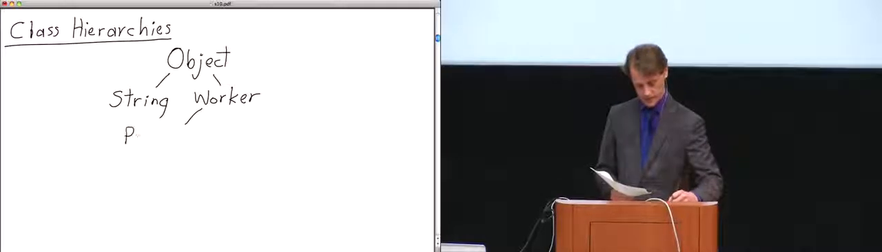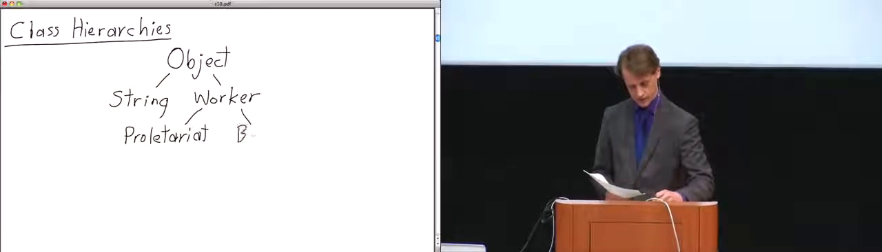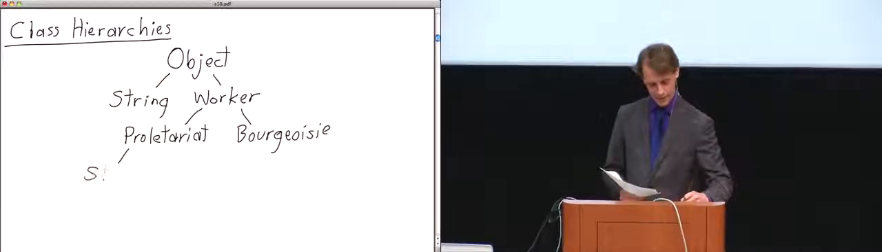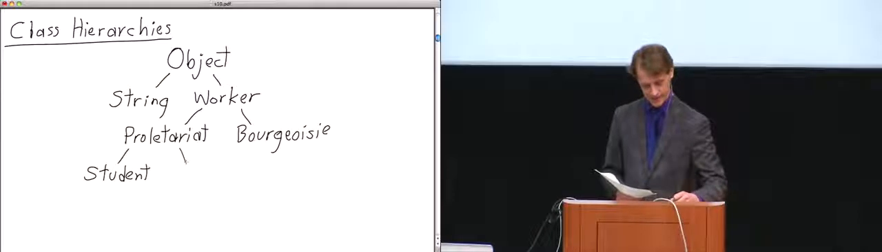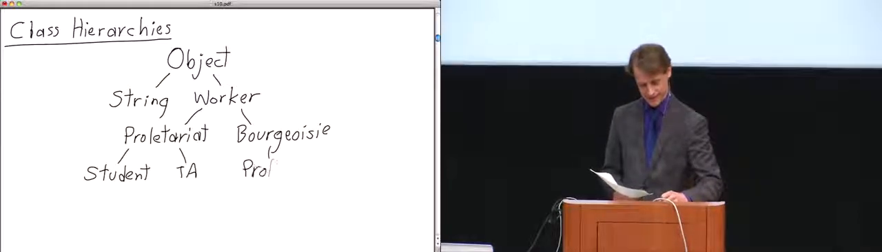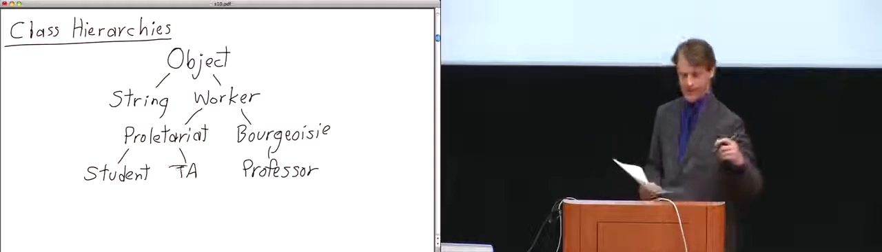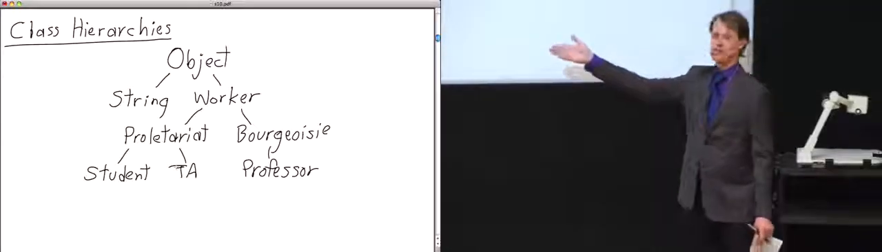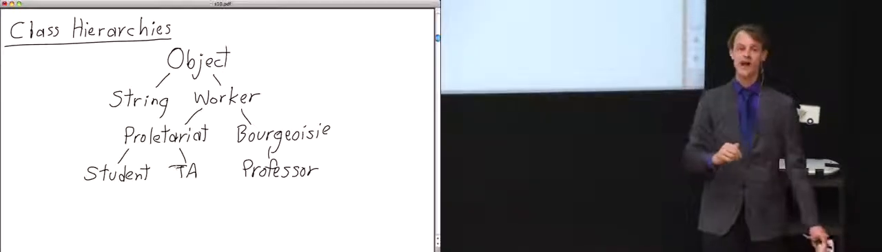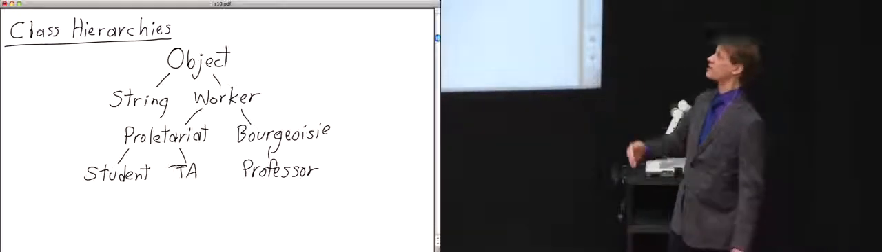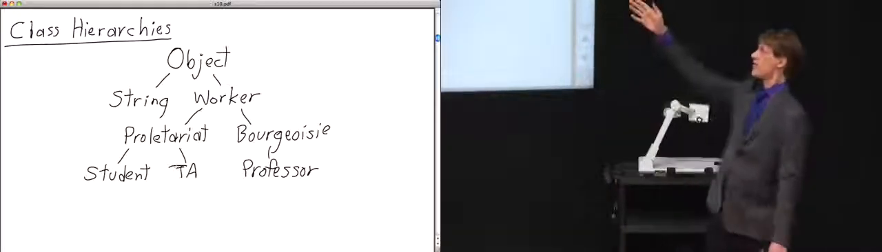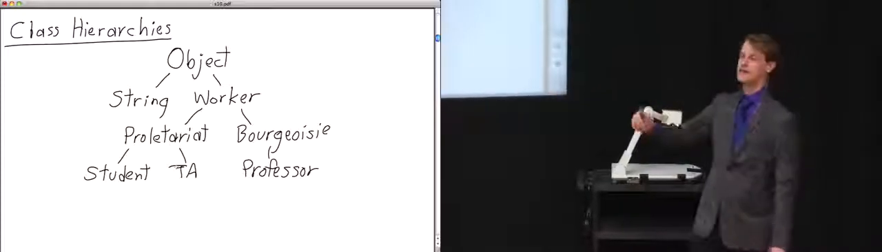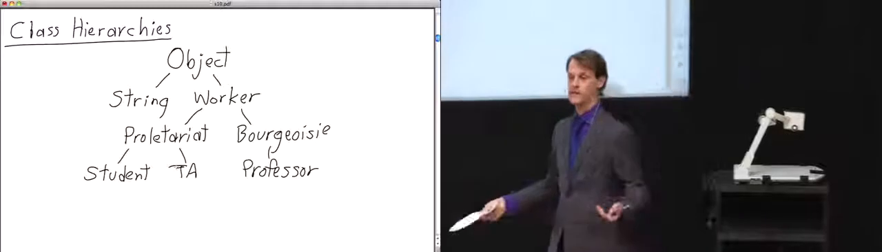And so you can break down classes, subclasses, by giving them classes of their own. And you can break down those subclasses by giving them subclasses of their own. And the point I want to make here is that since, for instance, student is a subclass of proletariat, which is a subclass of worker, therefore student is also a subclass of worker. And since Object is a superclass of worker, is a superclass of bourgeoisie, Object is also a superclass of bourgeoisie, and so on.